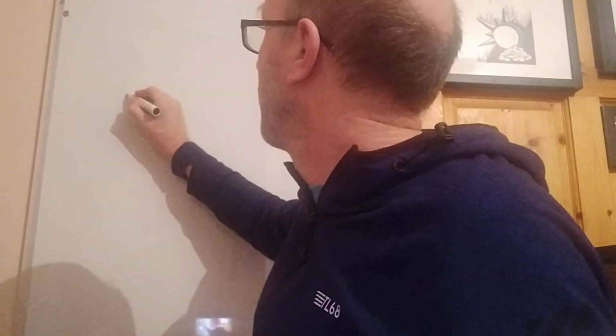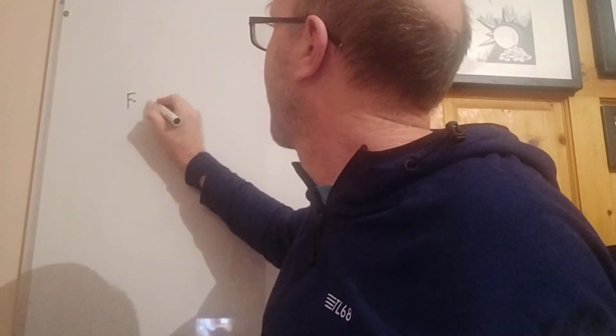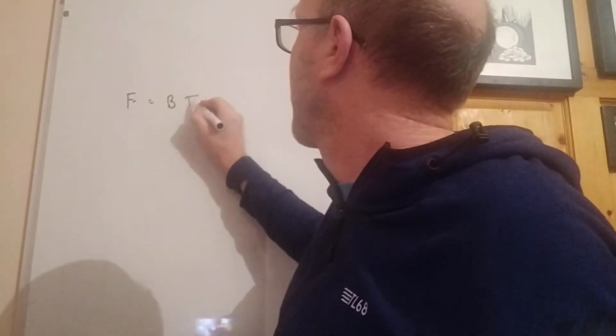Okay, so F is equal to BIL. Now, this is a kind of pared down version, but what we're doing here will get you full marks, so we'll stick with the pared down version. We'll become a little bit rootless at this stage. Okay, we start with F is equal to BIL.